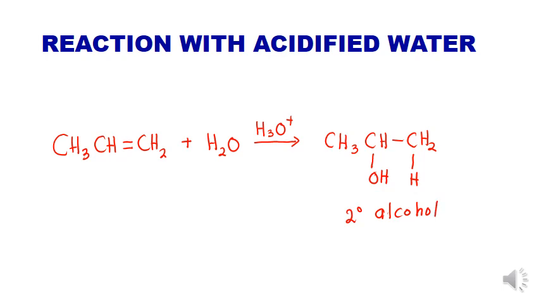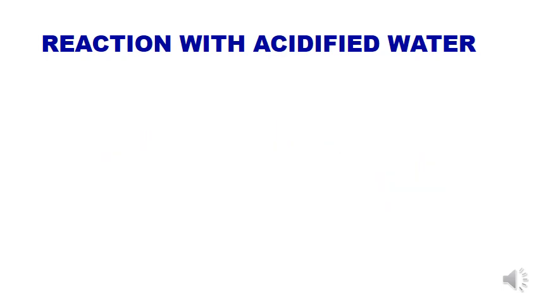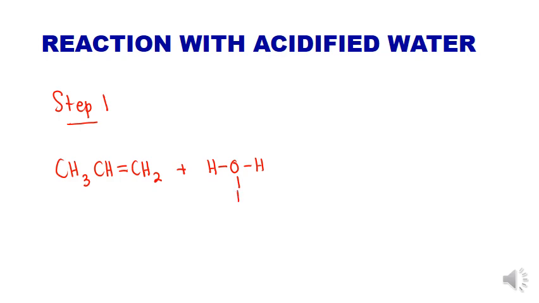Okay, so now how do we write the mechanism for this reaction? Okay, so let's start with step number 1. So in this step, involve the protonation of the alkenes, which is the alkenes will gain 1 proton from the acid. So since the alkenes contain a carbon-carbon double bond, the alkenes will be the nucleophilic site. So reacting with acid, which is the H3O+, H3O+ will be the electrophile.